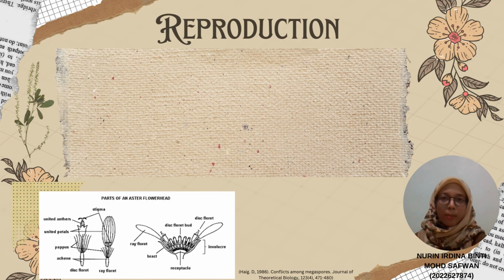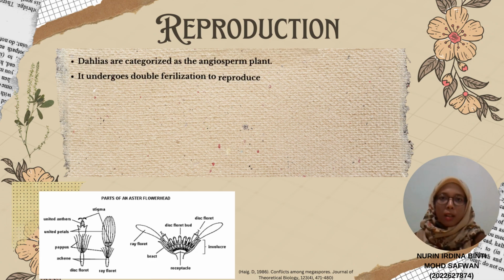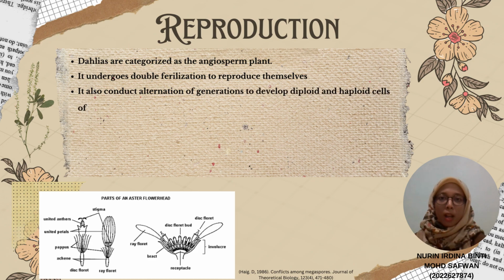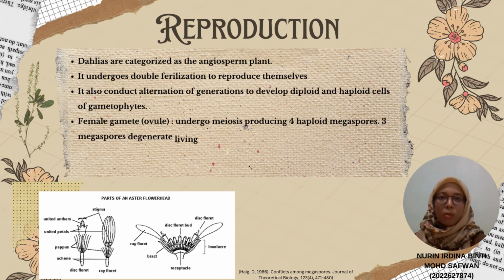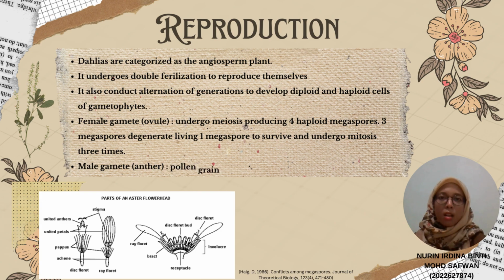Today I'll be presenting about reproduction and also life cycle of Dahlia. First of all, Dahlia comes from an angiosperm plant that will undergo double fertilization and also alternation of generations to produce haploid and diploid cells.